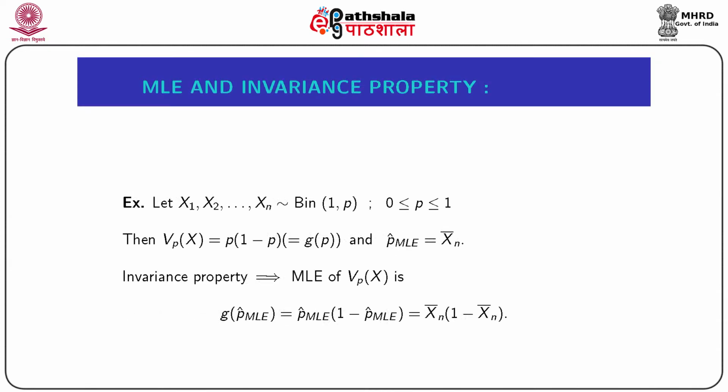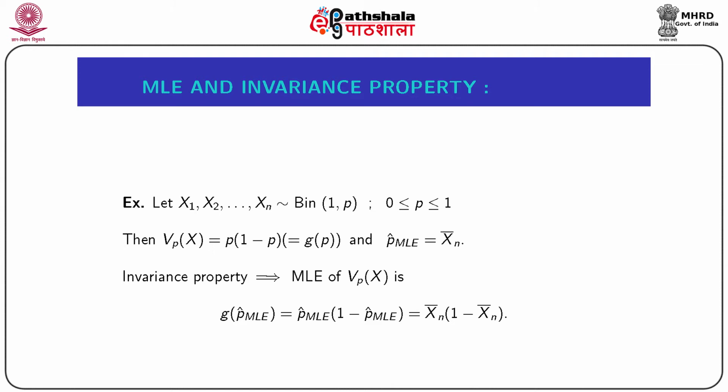Let X1, X2, ..., Xn be IID Binomial(1, p) variables, that is, Bernoulli(p) variables, where 0 is less than or equal to p, which is less than or equal to 1. Now, from the property of the binomial distribution, we know the variance of any random variable X is equal to p times (1 minus p), where X follows Binomial(1, p). Now this p(1 minus p) can be considered as a parametric function g(p) of p. Obviously, here p is the only parameter in the distribution.